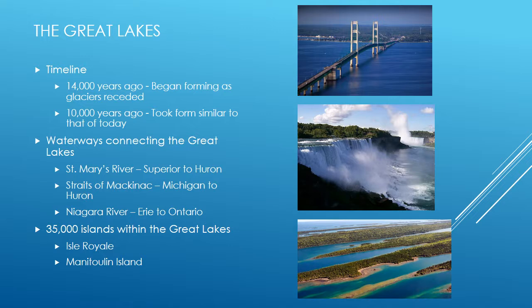And there are 35,000 islands within the Great Lakes, including Isle Royale National Park, which is pictured on the bottom right, and Manitoulin Island, which is the largest island in any inland body of water on the planet.